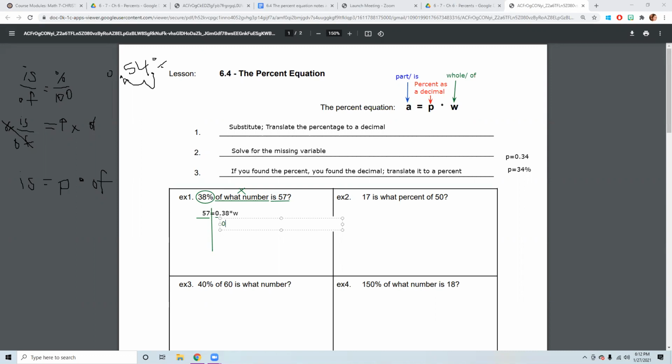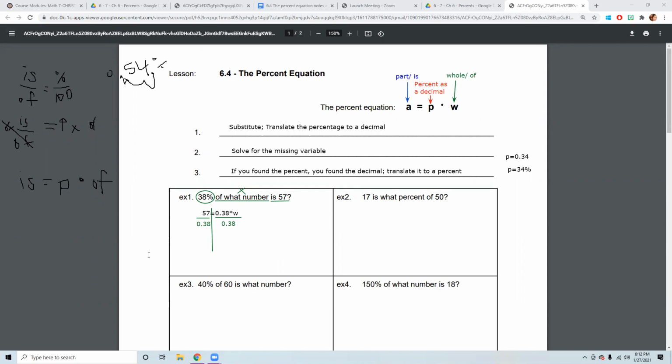And I'm going to divide both sides by the number that is preventing my W from being alone. So 0.38 is making my X not be alone. So that's what I'm going to divide by, because I want to get rid of it. So whatever I do to one side, got to do it to the other. So I'm dividing both sides by 0.38.